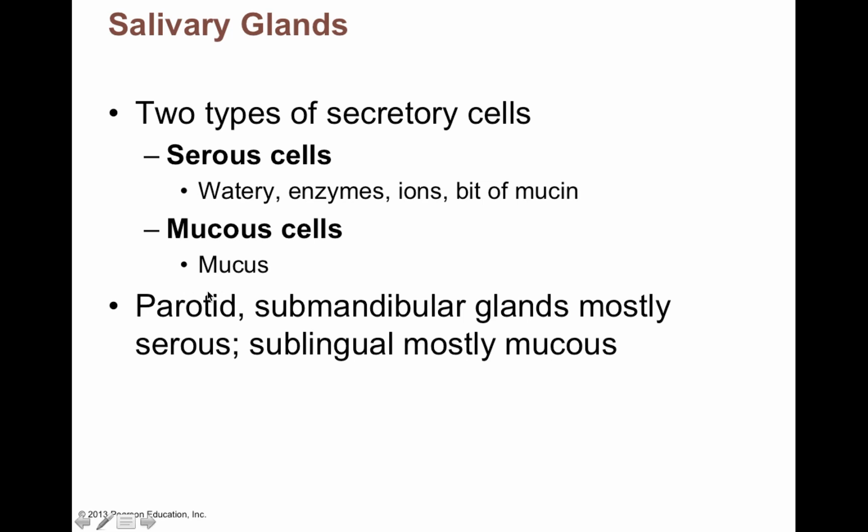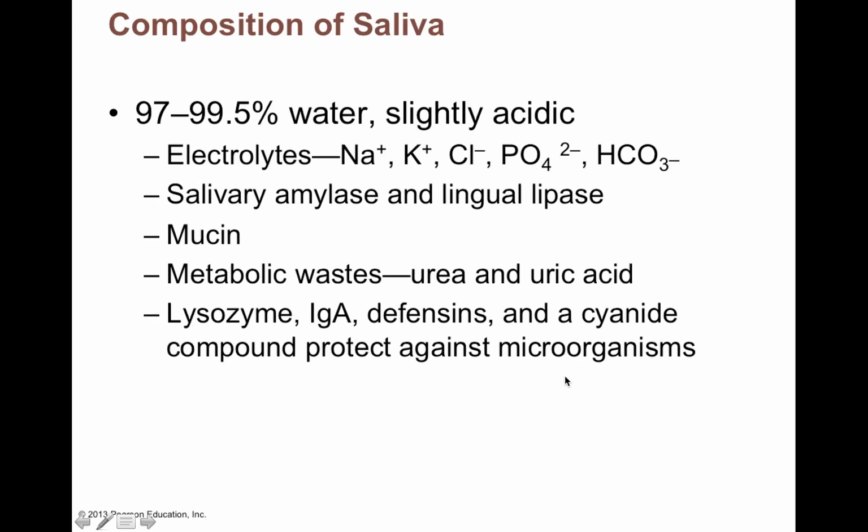So the parotid and submandibular glands are mostly a serous secretion, right? So that's going to be the enzymatic, watery type of saliva. But the sublingual glands are mostly mucus. That's the one that kind of binds that bolus of food together.